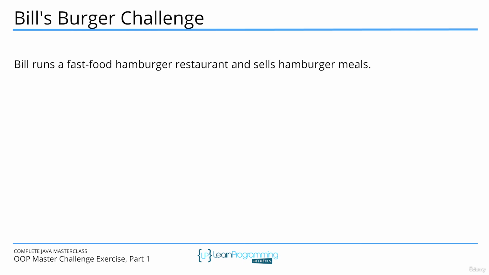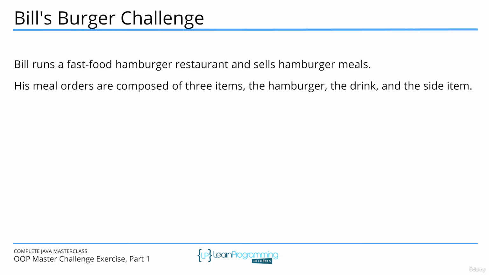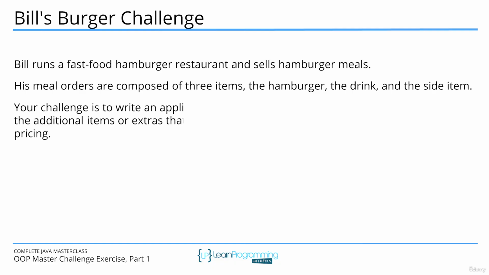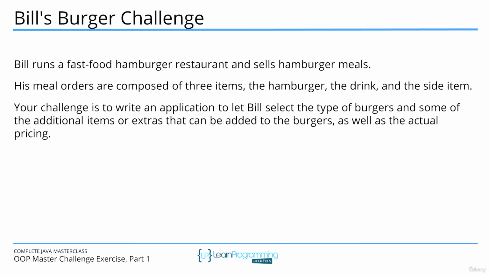Bill runs a fast food hamburger restaurant and sells hamburger meals. His meal orders are composed of 3 items: the hamburger, the drink, and the side item. Your challenge is to write an application to let Bill select the type of burgers and some of the additional items or extras that can be added to the burgers, as well as the actual pricing.